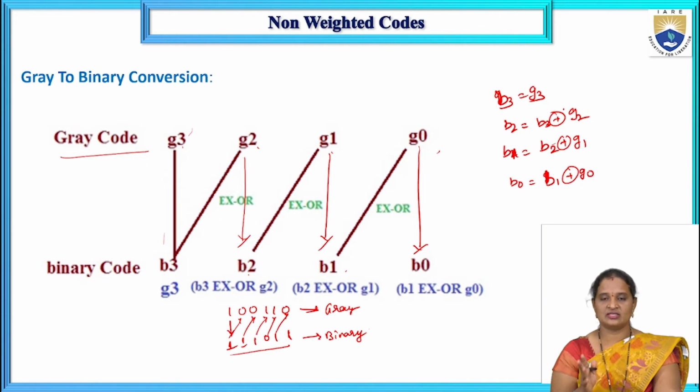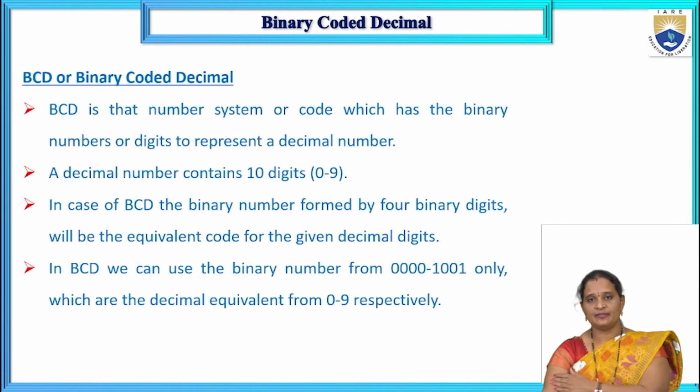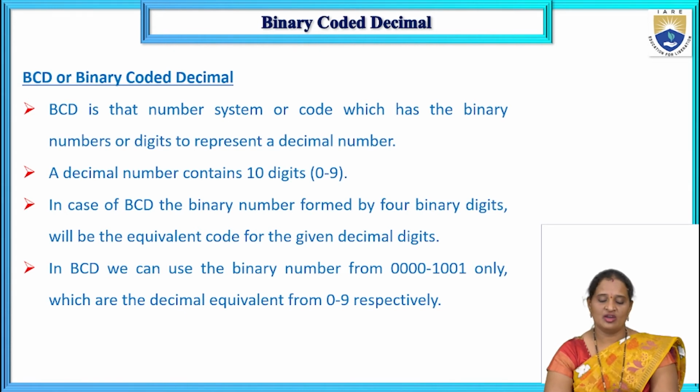So in both the cases, the number of bits in binary and gray code will be equal. So this is about binary to gray and gray to binary, which can be obtained using exclusive OR gates. Now let us see the binary coded decimal, which comes under weighted code.